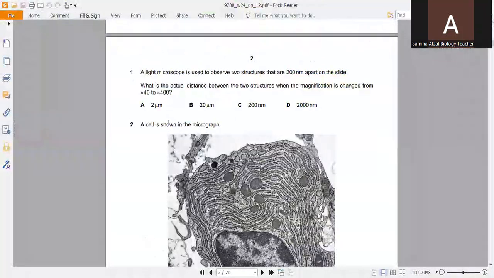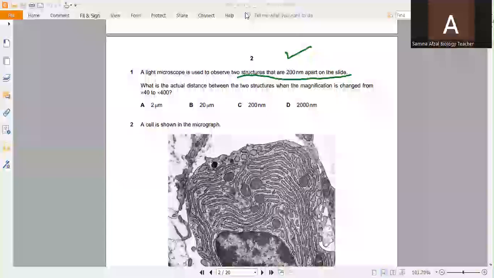A light microscope is used to observe two structures that are 200 nanometer apart on the slide. So these two structures are present on the slide, which are 200 nanometer apart. So what is the actual distance between the two structures when the magnification is changed from 40 to 400? So students, you can say it, or the distance is shown on the slide.